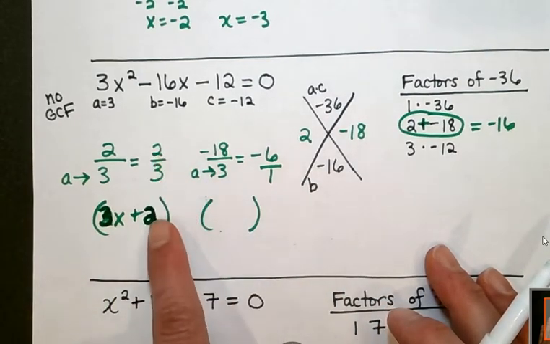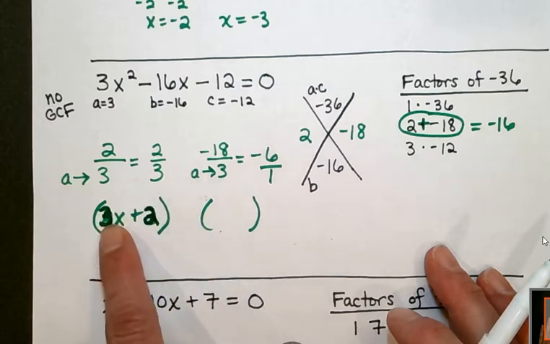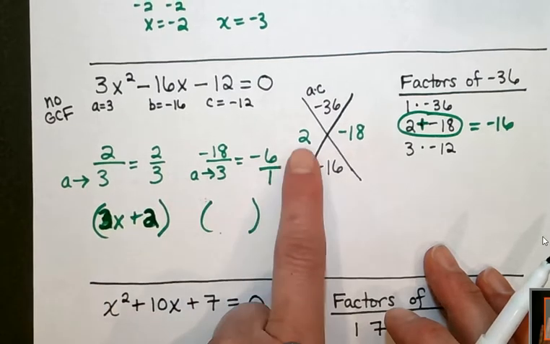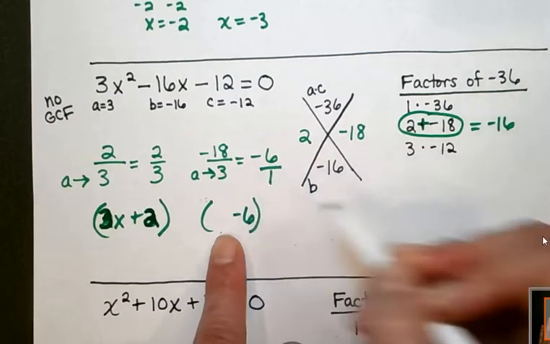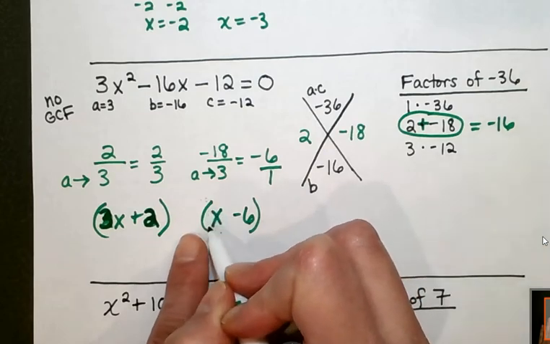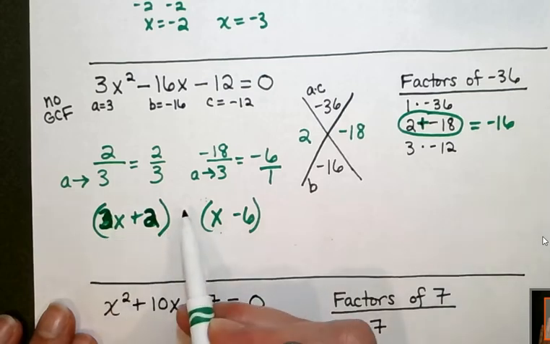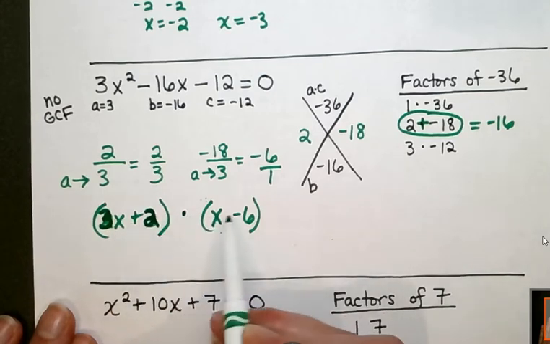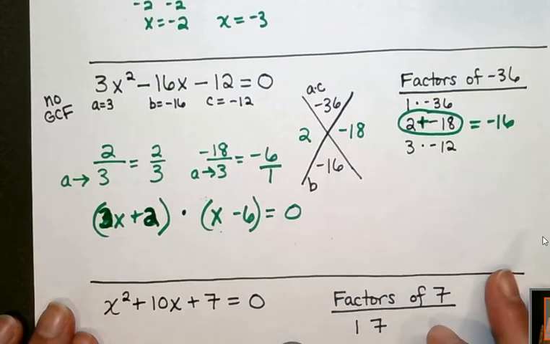The 2 comes down here as our constant. The 3 is in front here. Likewise, here, the negative 6 is going to come down and be our constant, and the 1 is going to be in front of our x. You can write the 1 there, or you can just leave it as an x. So our two factors are, and I will put a dot here to note that these should be multiplying. Those are our factors, and they are equal to 0.